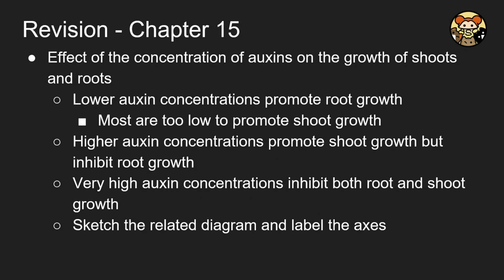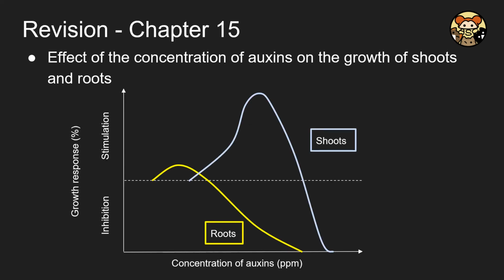And this is how auxin concentration leads to the growth of the shoot and roots. The low auxin concentration will promote root growth, while the higher auxin concentration will promote shoot growth but inhibit root growth. And then I kindly and strongly recommend that you are able to sketch the related diagram. And here is the answer to it.